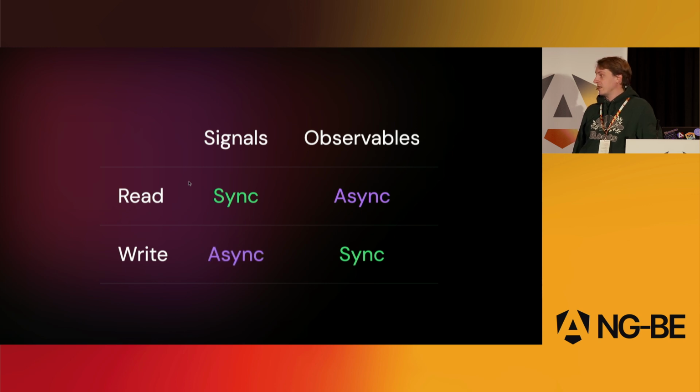So we have a pattern that is a little bit different when you think about it. Reading with signals is synchronous, but when you write to it, the subscribers, if I can call them subscribers, will be asynchronous. But with observables, when you read something, you will have to wait for it to be emitted, so it is asynchronous, but when you write to it, the subscribers will execute synchronously. So this is the base of our argument in the parking lot. So somehow we agreed to disagree.